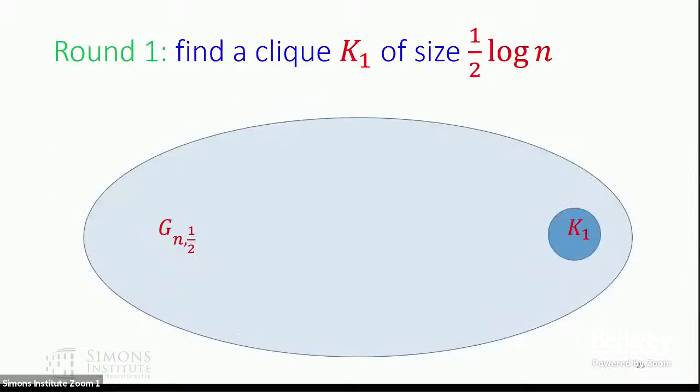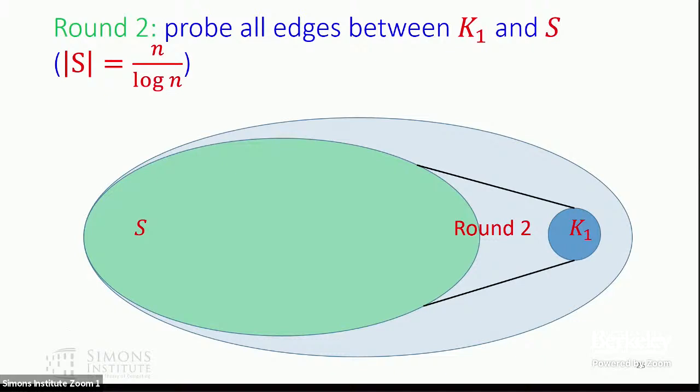Let's do it just again in a picture. So first you find this clique K1 of size half log n in your graph. Then you take a set S such that you have enough probes available to ask about all edges between S and K1. So S has to be of size roughly n over log n. And you ask about all these edges. This is in the second round.